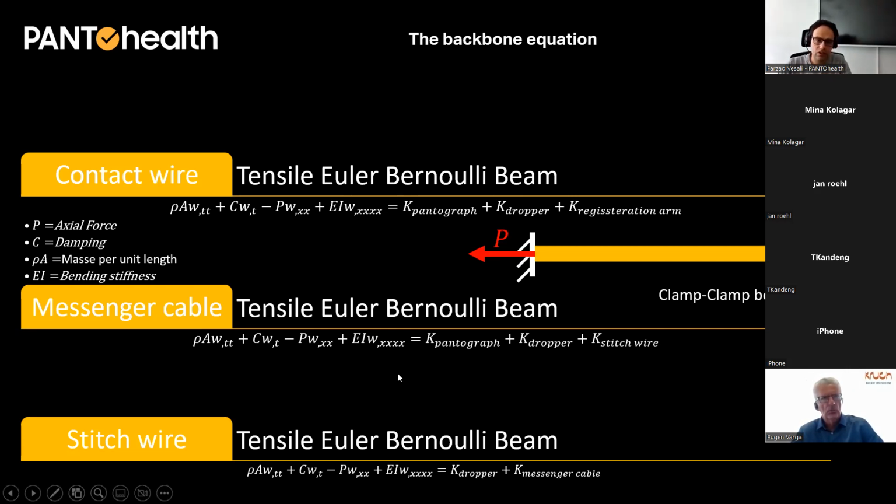We have the same equation for the messenger cable, and the external forces are the droppers, the stitch wire, and the supports. The pantograph is not applicable here, so it should be replaced by supports. For the stitch wire, we have the same thing, and the external forces are the droppers and the messenger cable.